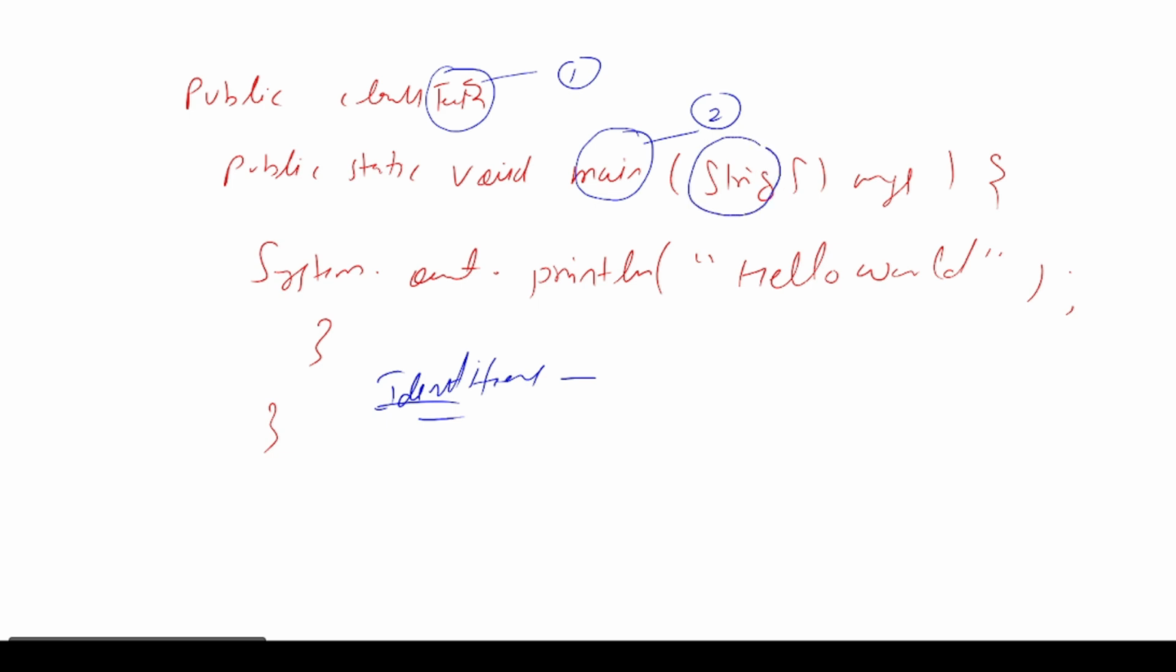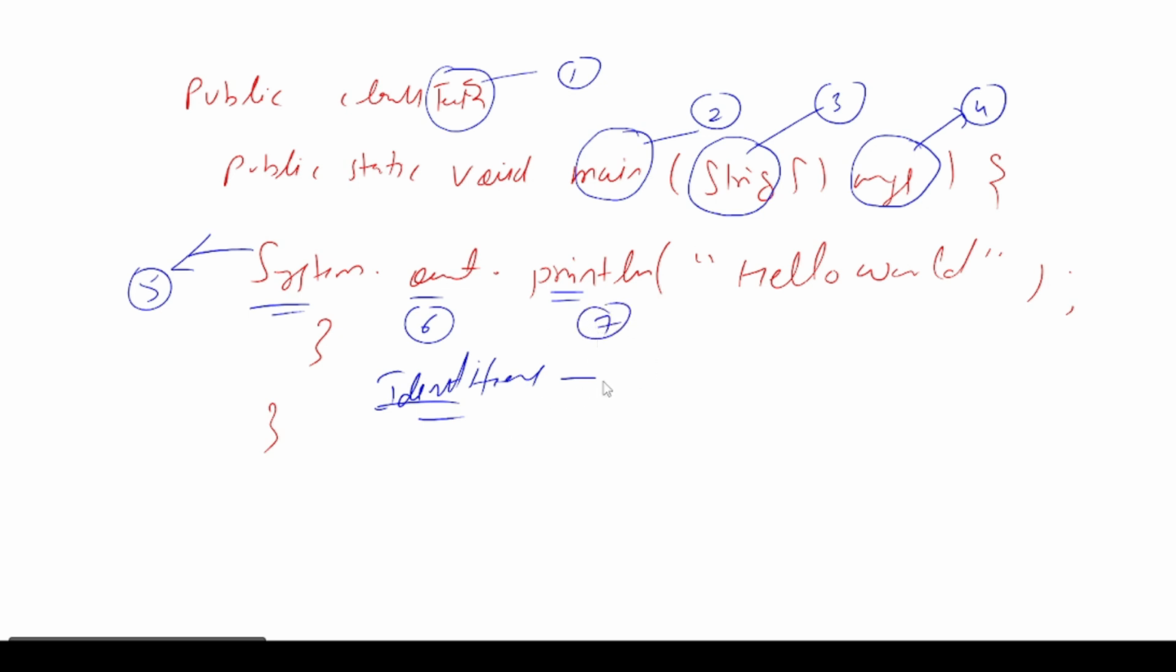It may be a class name. So String is a class. This is a predefined class, so it's also an identifier, 3. And args, it's a variable name, so here 4. System is also a predefined class, so 5, this is also an identifier. out is a variable, 6, this is also an identifier. println is a method name, so 7. So here in total we have 7 identifiers in this Java Hello World program.